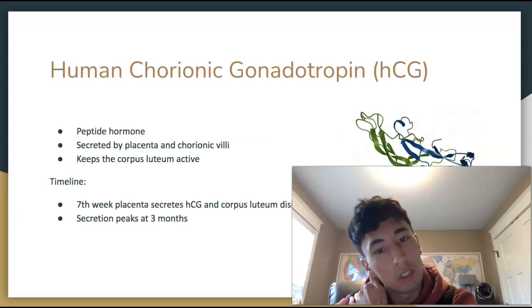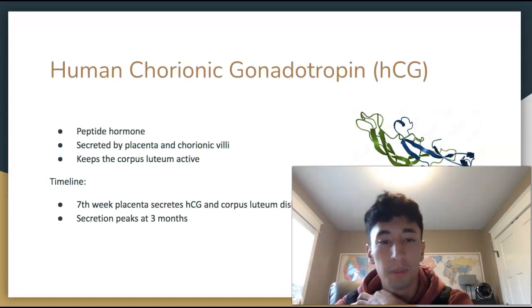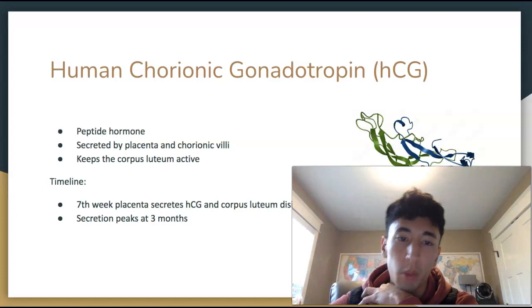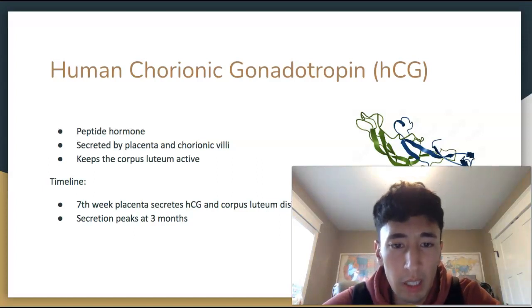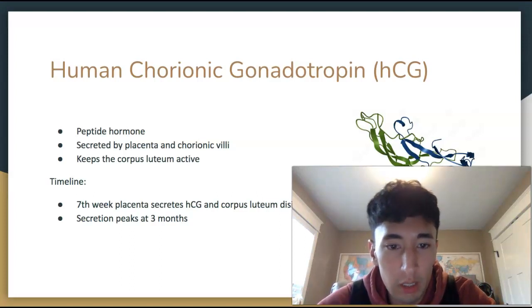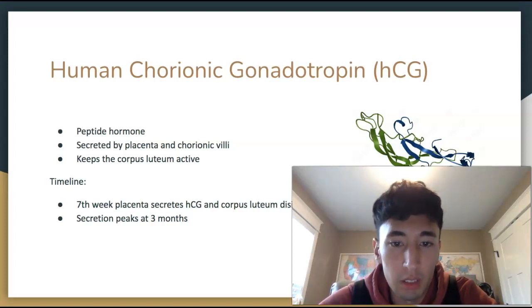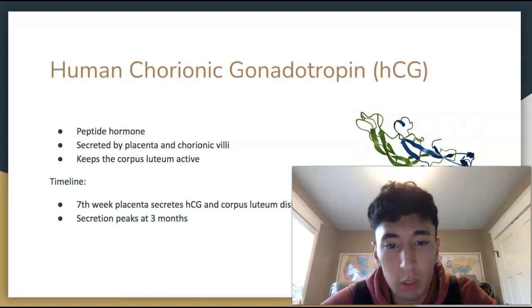Then we have HCG here. HCG is a peptide hormone, as well as HCS. They're both peptide hormones. And HCG is secreted by the placenta and chorionic villi as well. And it keeps the corpus luteum active as well. There's a little timeline to the HCG as well.